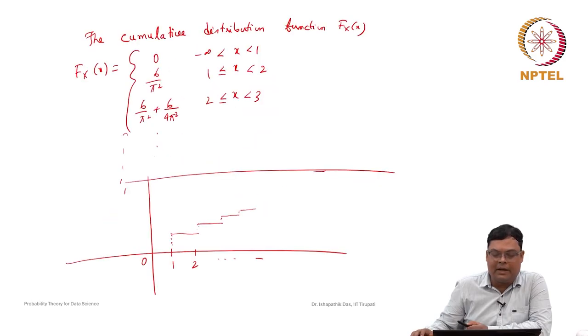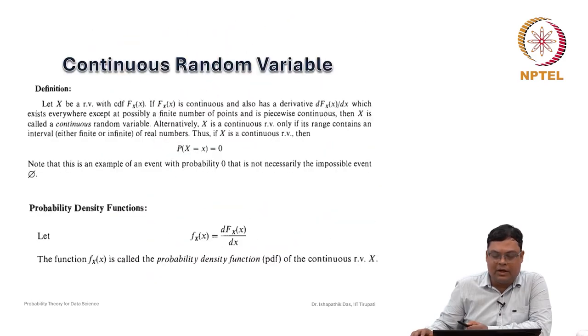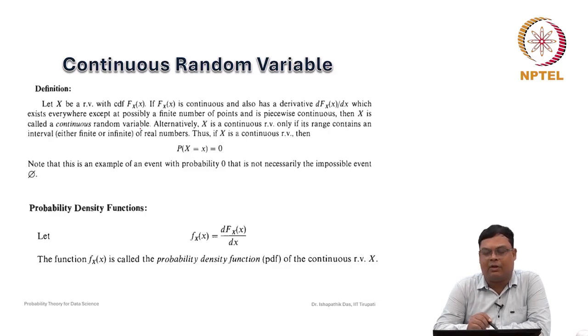But how will we define this random variable? The continuous random variable is defined as follows. Let X be a random variable with cumulative distribution function F_X(x). If F_X(x) is continuous and also has a derivative which exists everywhere except at possibly a finite number of points, and it is piecewise continuous, then X is called a continuous random variable. So we will discuss all these things.